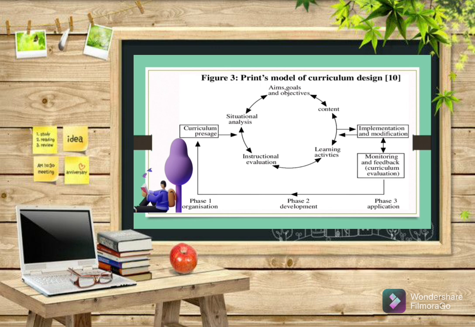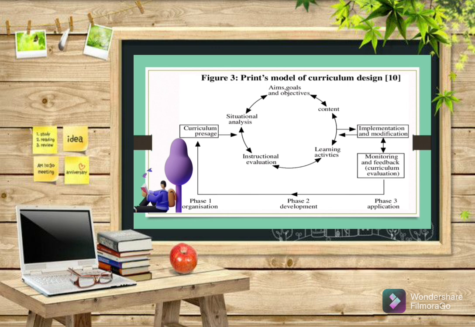So the second phase in this model is the task of developing the curriculum. The procedure is cyclical, which begins with a situational analysis and continues with the aims, goals and objectives, content, learning activities, and instructional evaluation, and then continuing to situational analysis. The third phase includes the actual application that incorporates three major activities. These are the implementation of the curriculum, the monitoring of and feedback from the curriculum, and the provision of the feedback data to the presage group.